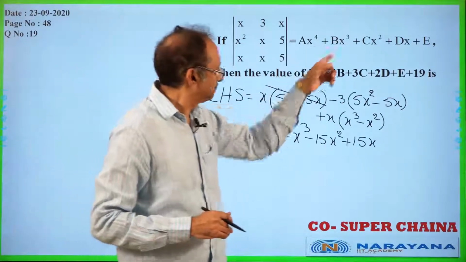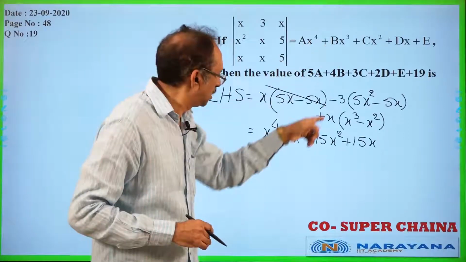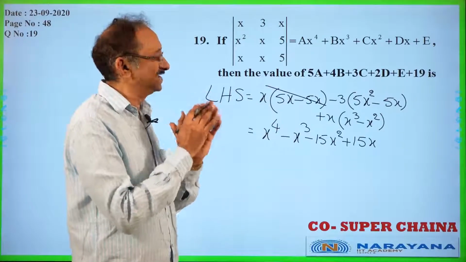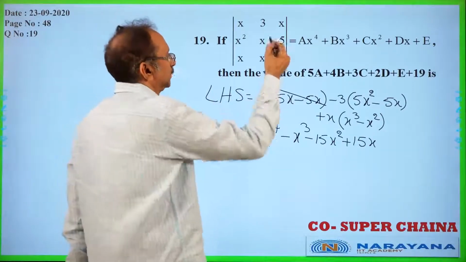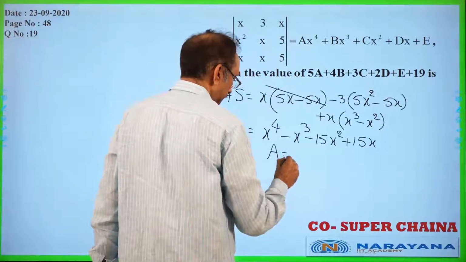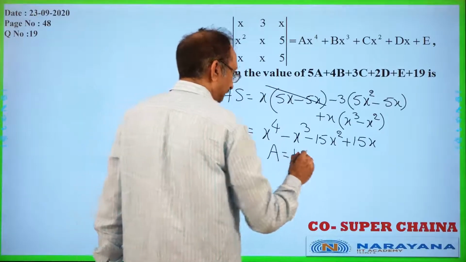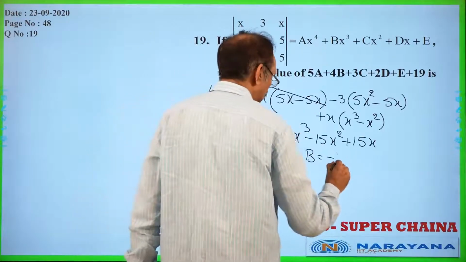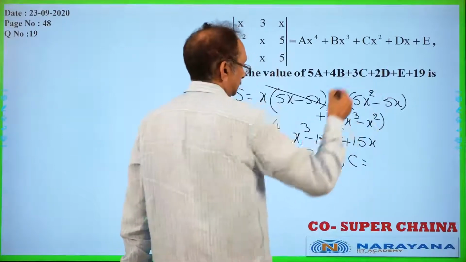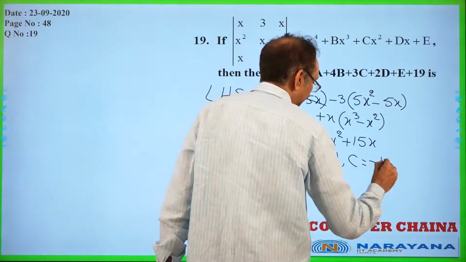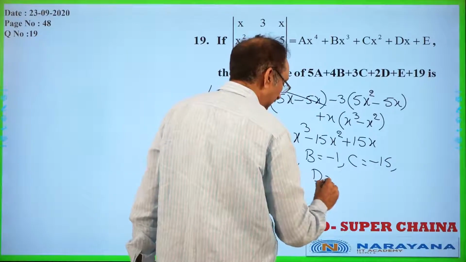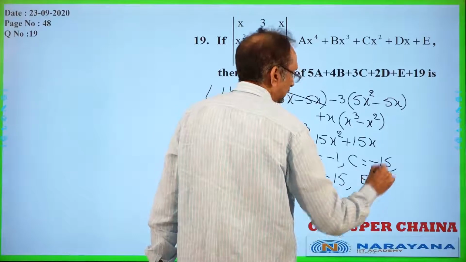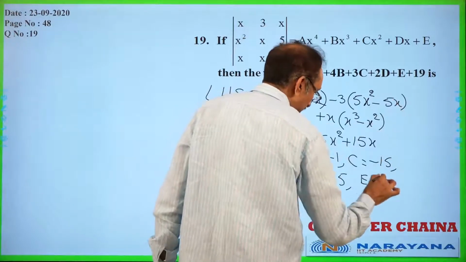But see, compare these two. So this is a polynomial, this is a polynomial. This is a fourth degree one, this is a fourth degree one. So equate the corresponding coefficients. So what is the value of A? X power 4 coefficient, 1. What is value of B? X cube coefficient, minus 1. What is value of C? X square coefficient, minus 15. What is value of D? X coefficient, 15. And what is E? Constant term, but there is no constant term here, 0.